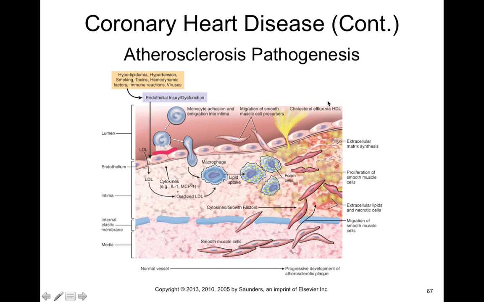So, if someone can increase their HDL proportion, it can reverse the atherosclerotic disease progression that we can see occurring on this slide. Now, in terms of some of the risk factors for atherosclerosis, if we back up here, we see that hyperlipidemia, or just high lipid content in the bloodstream, is a risk factor. Hypertension, smoking, toxins, other hemodynamic factors, different immune reactions, even exposure to certain viruses can lead to the form of endothelial injury or dysfunction that can cause blood vessels to start to accumulate these LDLs.